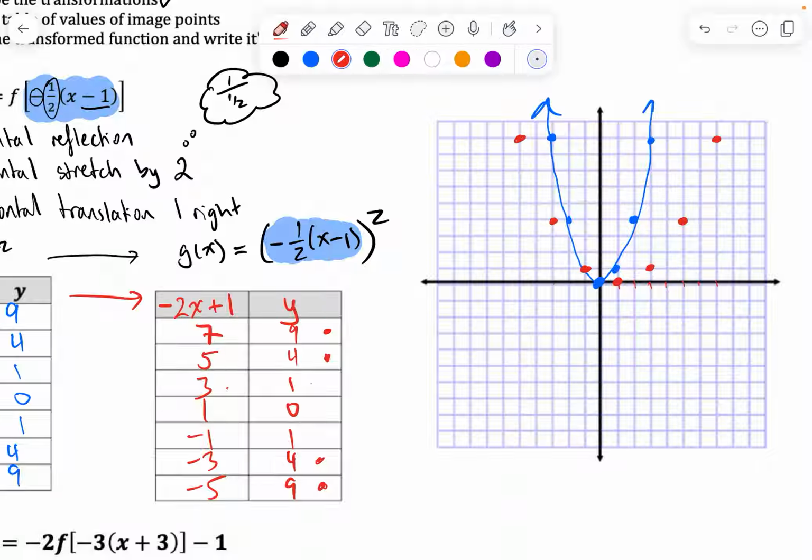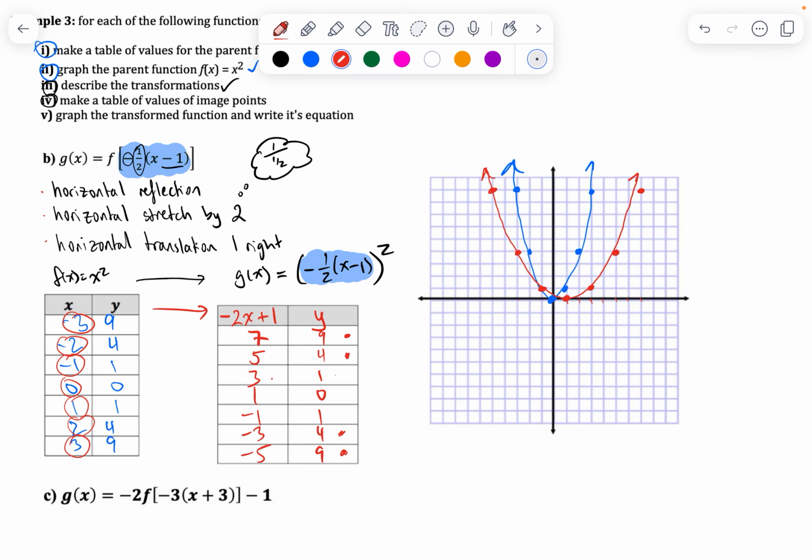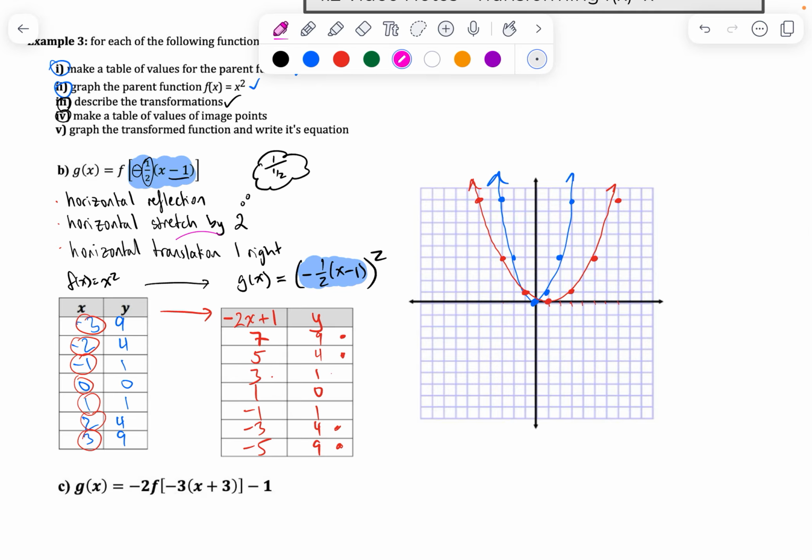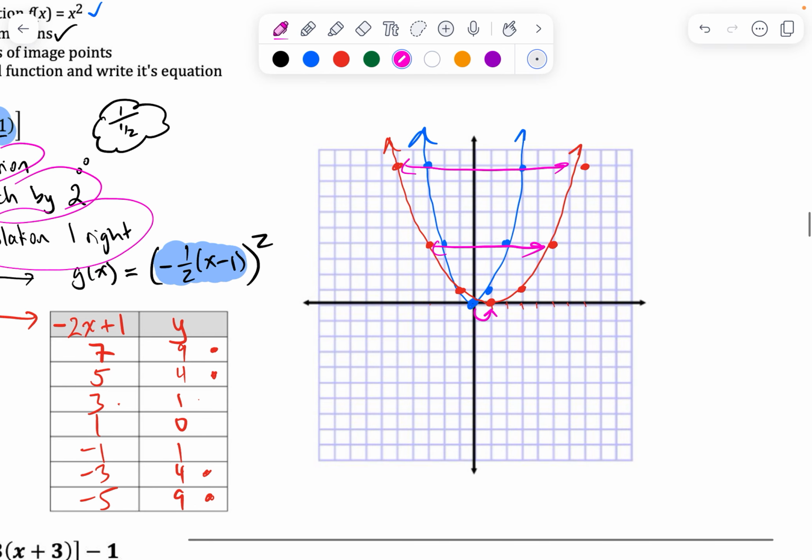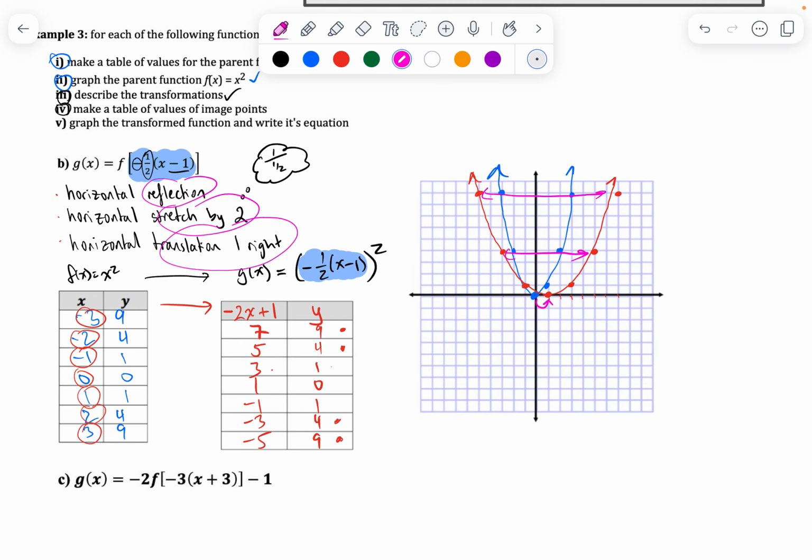Okay, so we can see that this parabola has been translated one to the right. Yeah, the vertex moved one to the right. Horizontally stretched by 2. Yes, it looks like it's much wider than the original one. And then horizontally reflected, well, it's just kind of been spun around. So one arm reflected to the other, which visually has no impact. So that's right.